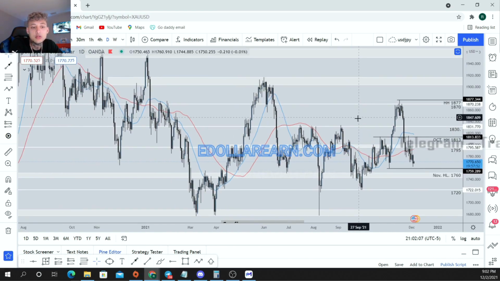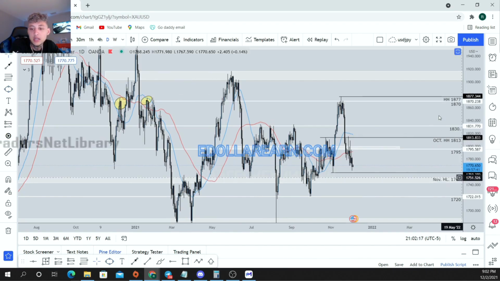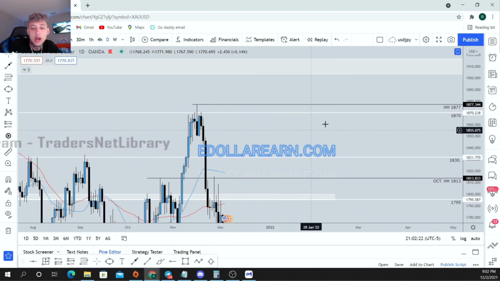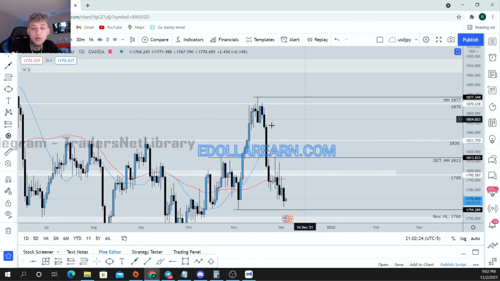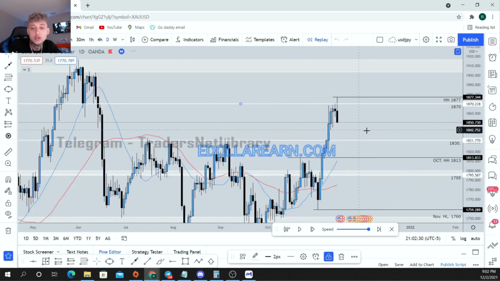When it comes to gold, what I've identified is that 1870 is a level of supply and demand. It is a level of support and resistance. Now let's cover this trade right here. When we're actually looking to take a trade, what we could look for in this situation, after this big initial rejection, is to look to go short.